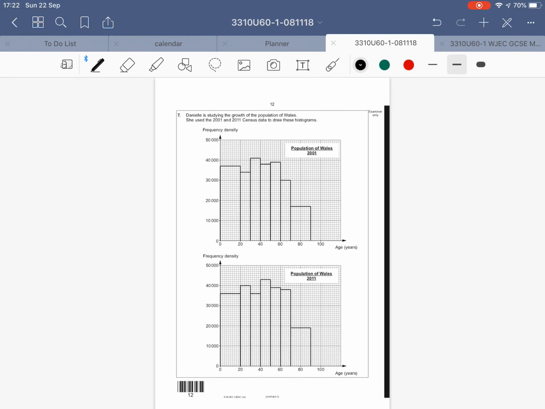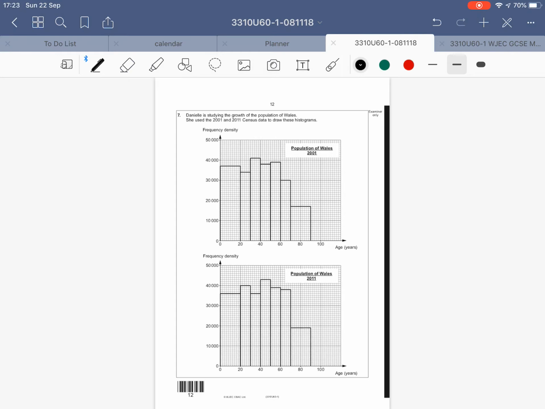Question 7. I don't even need to read it. I can see those are histograms because the bars are different widths and they're next to each other. It is a histogram. So Danielle is studying the growth of the population of Wales. She uses the 2001 and 2011 census data to draw these histograms, as I said.